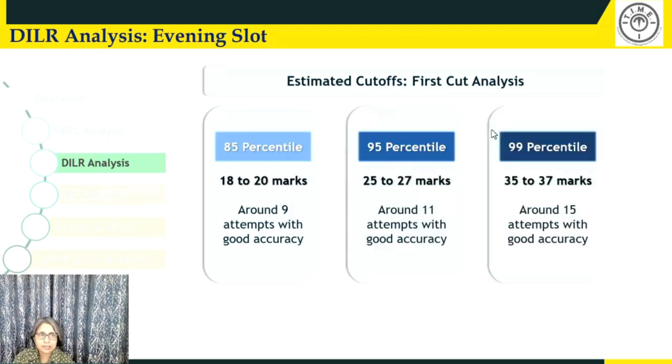Our cutoff analysis for the DILR section is that about 9 attempts, so attempting around 2 caselets or so, with very good accuracy, especially as the multiple choice questions were not very difficult. About 9 questions with around 7 odd correct should land you at 85 percentile, clearing the cutoff, so to say. 95 percentile will be about 11 attempts, that is trying to attempt 2 to 2.5 caselets, and 15 attempts would land you in the 99 percentile range.